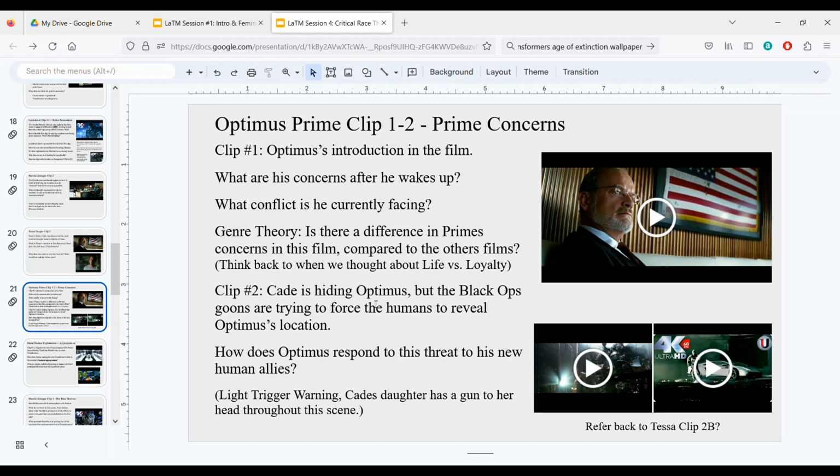Thinking about when Cade's hiding Optimus and the Black Ops goons are trying to force the humans to reveal Optimus' location, how does Optimus respond to this threat to his new human allies? So, the scene where the Black Ops guys are pointing a gun at Tessa's head. Oh yes, the big... The World War II scene. Yes. Yeah, and then we got that.